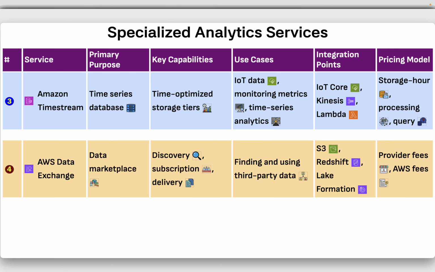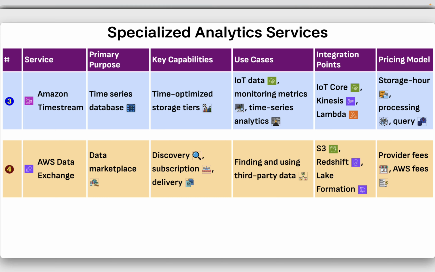Next, AWS Data Exchange. Primary purpose: it's a data marketplace. So basically, you will publish or buy data assets through Data Exchange. Key capabilities: you can do discovery. So basically, you can go and discover if somebody wants to sell their data assets. You have a subscription model. So basically, you pay either one-time fees or monthly fees, and you will have a delivery also. Basically, through Data Exchange, you can deliver to your customer or some other party, or you can get from them also.